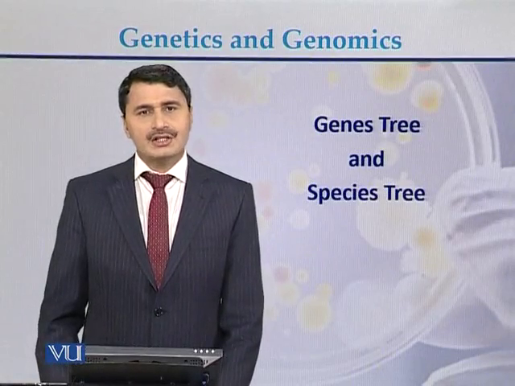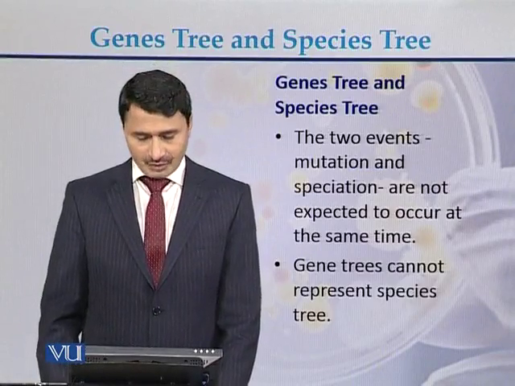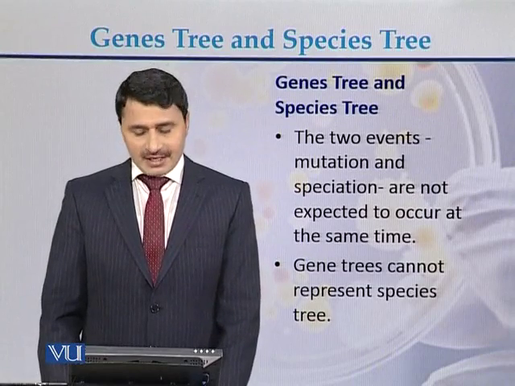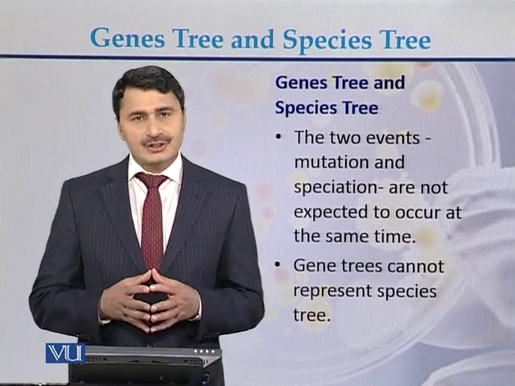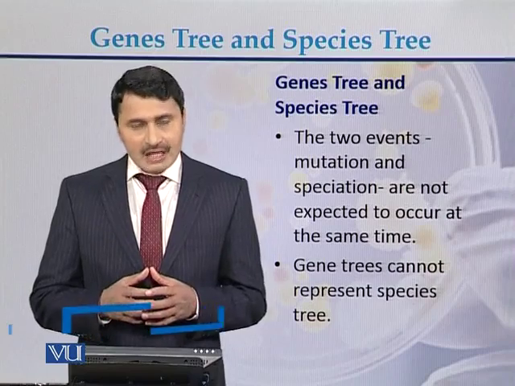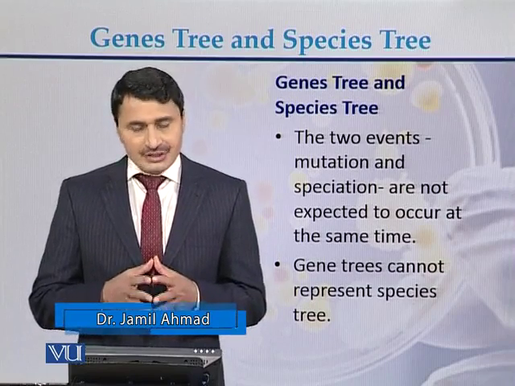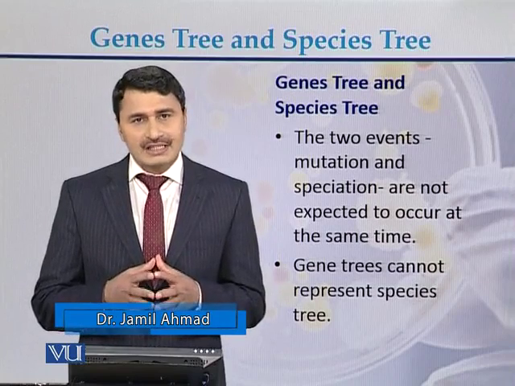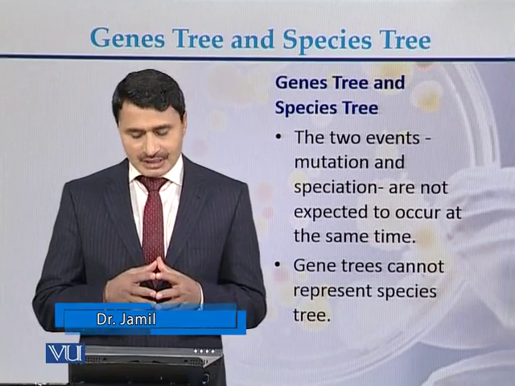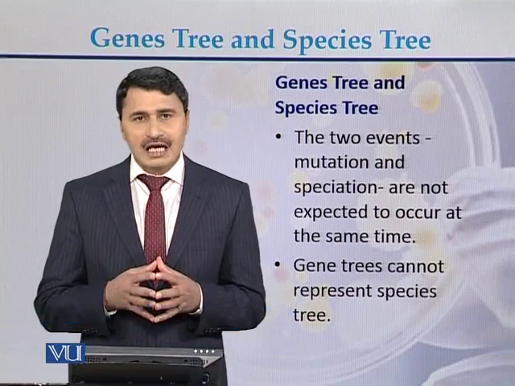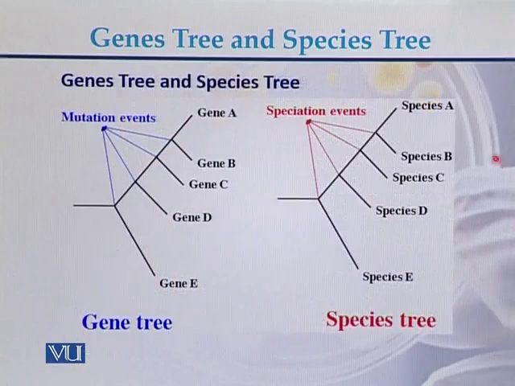Gene tree and species tree. The two events, mutation and speciation, are not expected to occur at the same time. In other words, we can say that a gene tree cannot represent the species tree. What is the difference between a gene tree and a species tree?